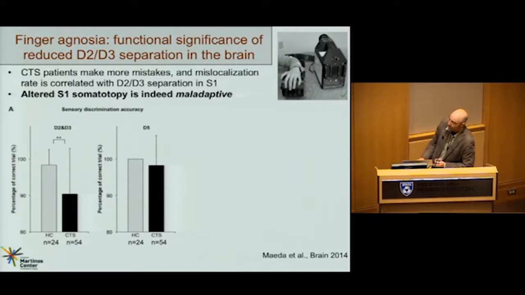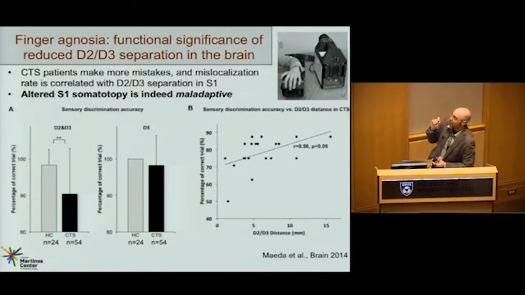And what we found is that CTS patients made mistakes more often than healthy controls for the fingers that were innervated by the median nerve, which is the second and the third finger, but not for the pinky, the ulnar nerve innervated digit. And we found a correlation between the D2, D3 separation distance and the amount of mistakes that they make. So subjects who make the most mistakes on this test were the ones whose D2, D3 separation distance in the brain was most contracted. And it's because of this that we were able to say that the altered somatotopy in S1 in the brain in these patients is indeed maladaptive.